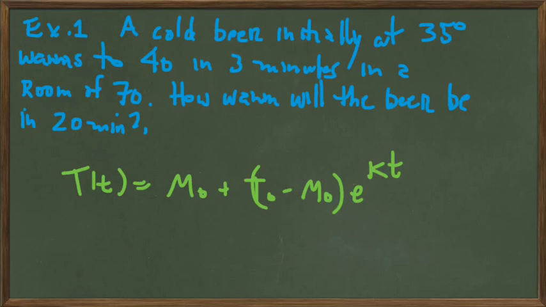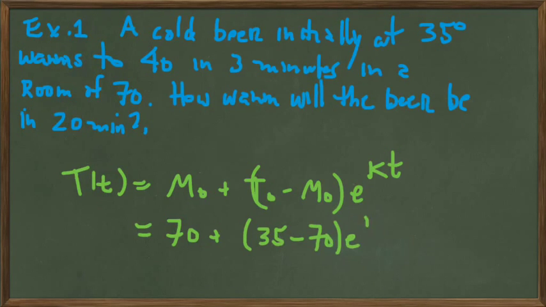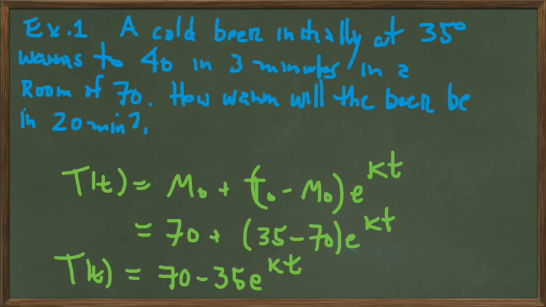So filling in the information, the M0 is the surrounding temperature, which is 70 degrees. The T0 is the initial temperature of the beer, which is 35. M0 again is 70. And so our T of t formula is this.